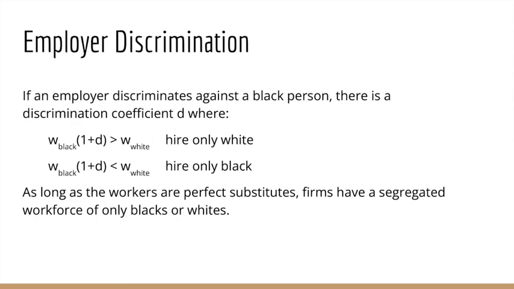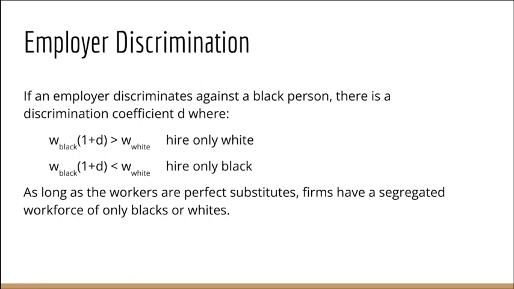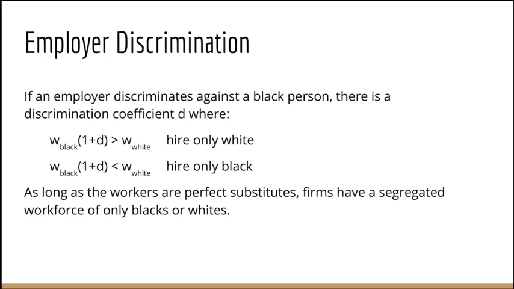In order to quantify empirically the discrimination in the workplace and in wages, here is the model that is used. If an employer discriminates against Black people, the discrimination coefficient would be D, and if the wage of Black people times 1 plus the discrimination coefficient is more than the wage for white people, then the firm will only hire white people, as the wage is lower, so the cost for labor would be low. And vice versa would work as well. If the wage for whites would be higher, then having Black people would be cheaper, so they would only hire Black people, as long as the workers are perfect substitutes and firms have a segregated workforce of only Black or white workers.